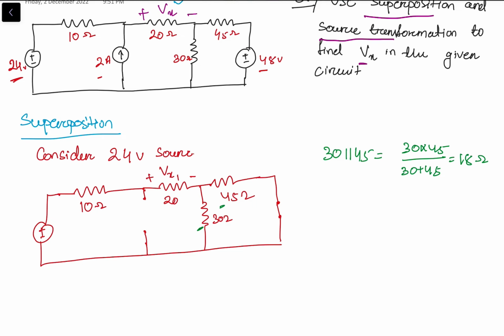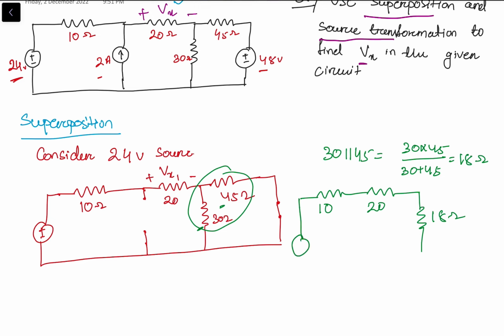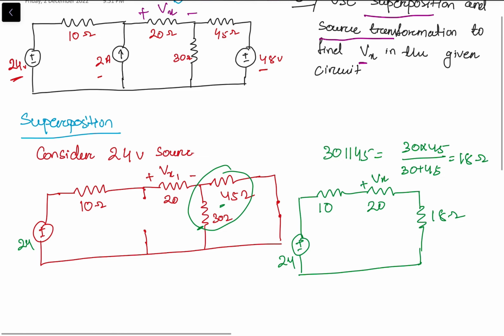If I do this, I can redraw the circuit again. What will the new circuit be? Here the 10 ohm resistance is there and then the 20 ohm resistance is there, and the parallel combination gives 18 ohm. So the 18 ohm resistance will be here. This is 18, this is 20, and this is 10, and I have the 24 volt source here. Now, in this circuit I need to find the value of Vx1, plus minus, here.